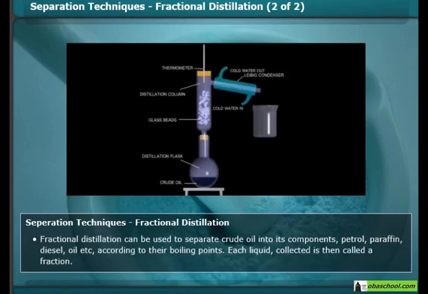Fractional distillation can be used to separate crude oil into its components, petrol, paraffin, diesel oil, etc., according to their boiling points. Each liquid collected is then called a fraction.